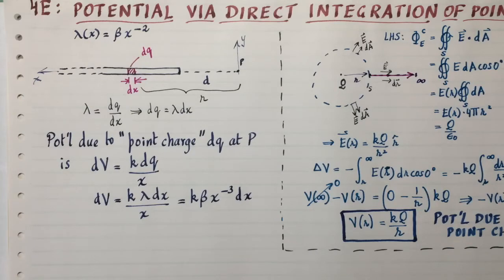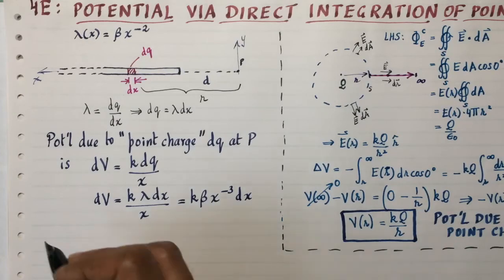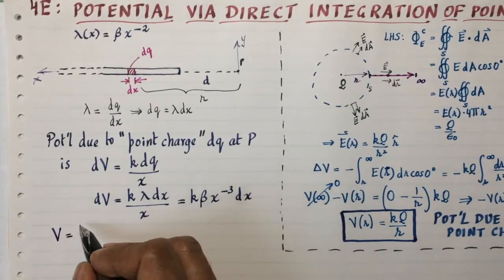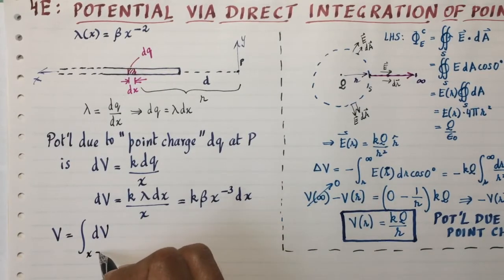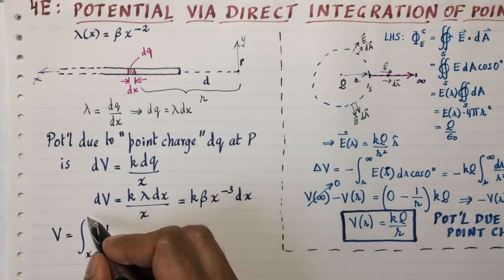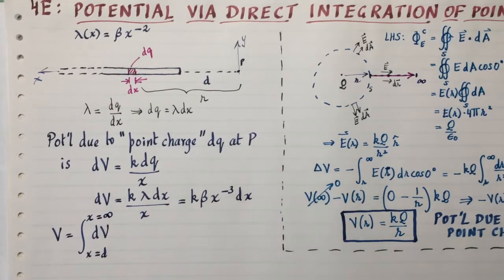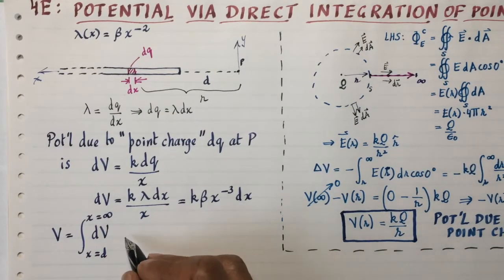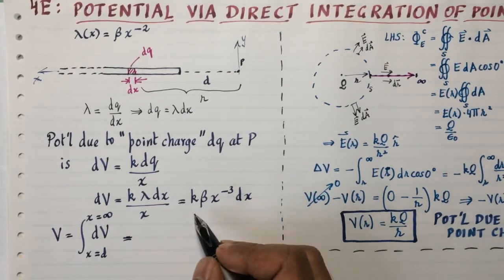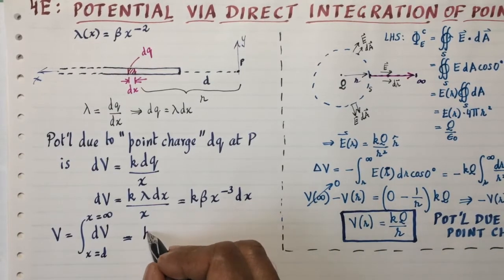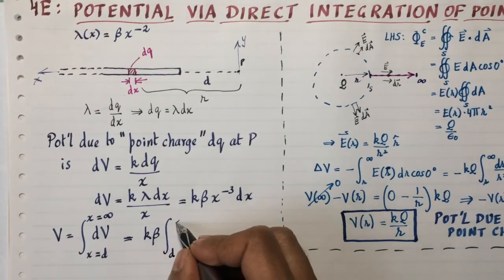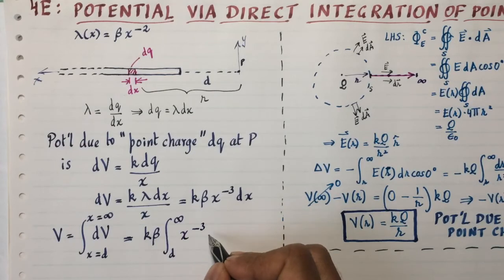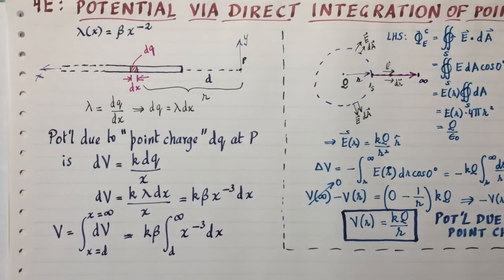The complete voltage is got by the principle of superposition. So the complete voltage is the integral over all these dV's from where the rod begins, at x equals d, to where the rod ends. Well, the rod ends at x equals infinity. So let's perform this integral. k and beta are constant, so I'll pull them out. So I get the integral from d to infinity of x to the minus 3 dx.